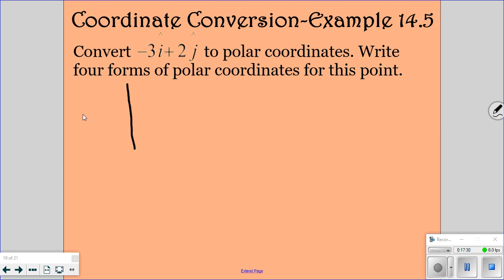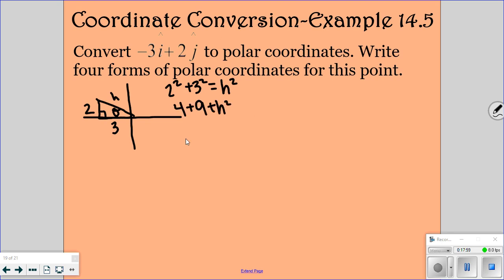So the first thing you're going to want to do is to draw your coordinate and then put negative 3, positive 2 on your graph. So that's a right triangle. We always need to find our hypotenuse and our angle here. So we're going to use Pythagorean theorem to find our hypotenuse. So 2 squared plus 3 squared is going to equal our hypotenuse squared. So our hypotenuse squared is going to equal 13. So our hypotenuse is going to equal the square root of 13.